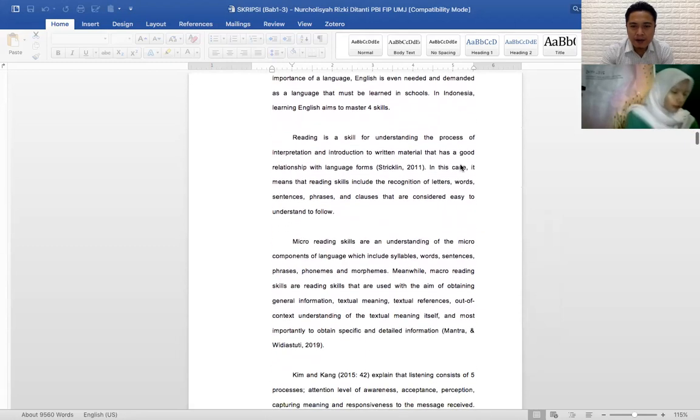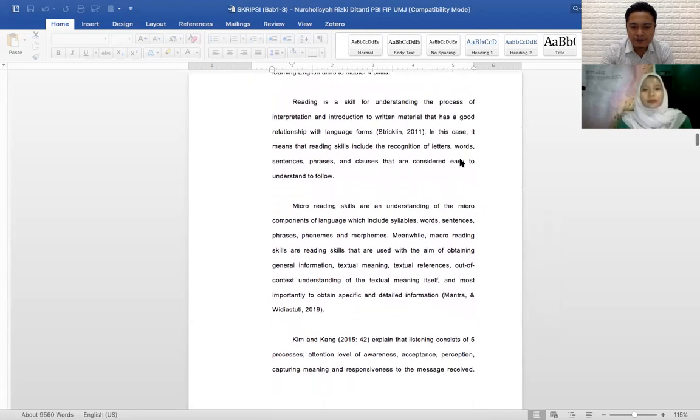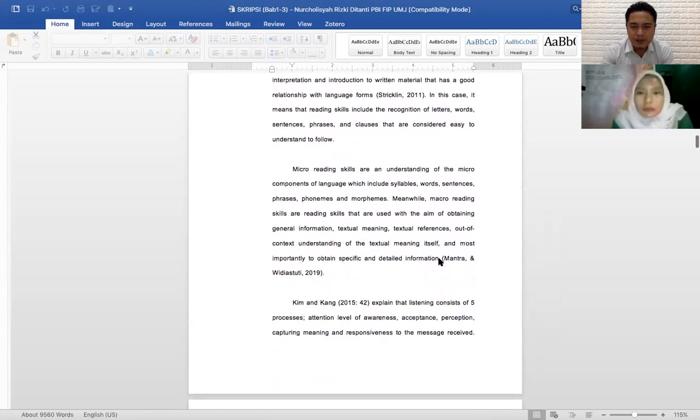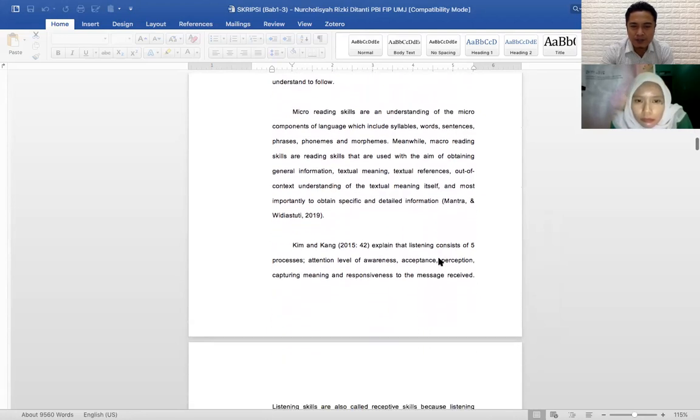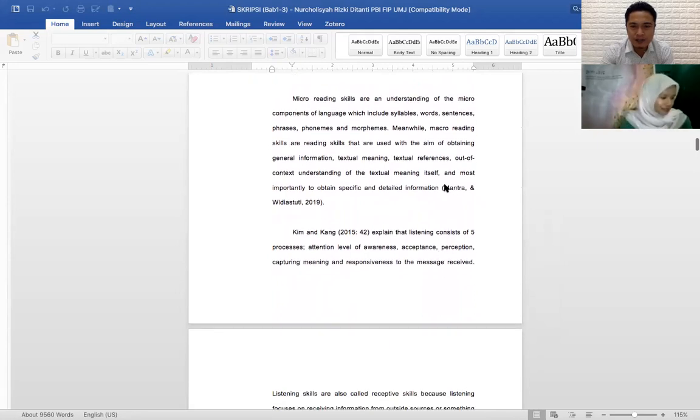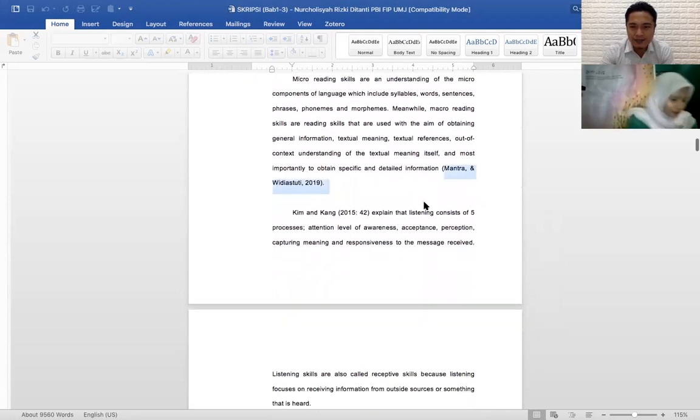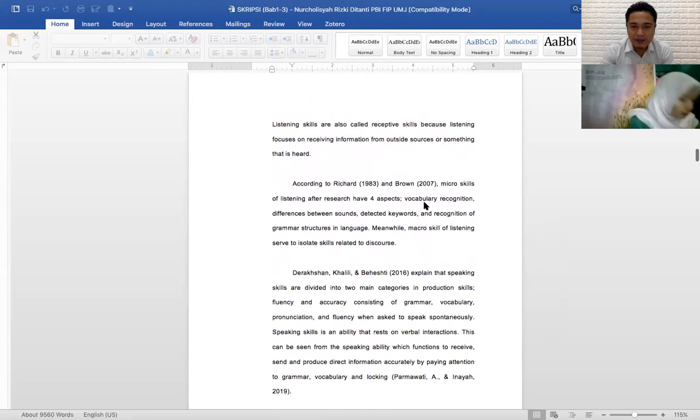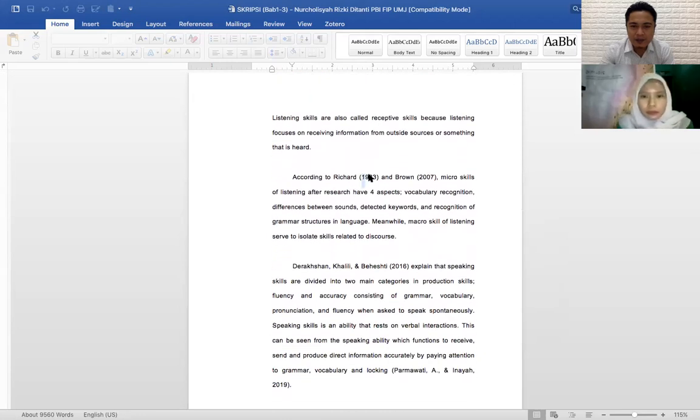Okay, and then it is also the same with Mantra and Vidya Stuti. Do not use this one. Okay, replace it. And do not use also 1983, 2007. Yeah, it should be above 2010.